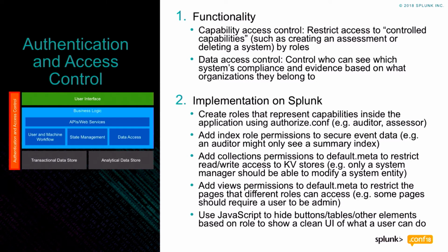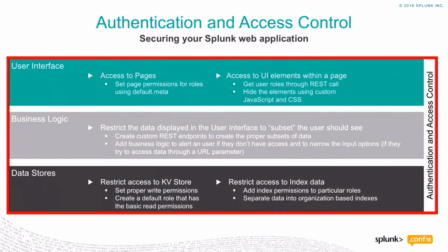So the way we implemented this on Splunk is we took advantage of the native RBAC capabilities, such as authorize.conf and default.meta, but then we also had to do our own web services, like I said, so we can filter the data out ourselves, and we had to hide elements ourselves so they don't have access to them in the first place. So we took a layered approach where we had different strategies that we use at each layer.